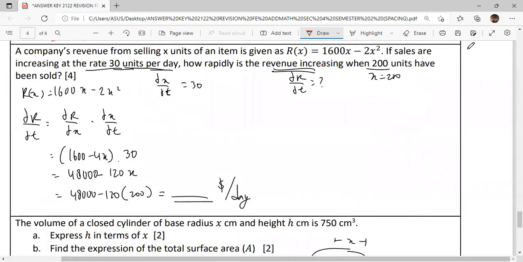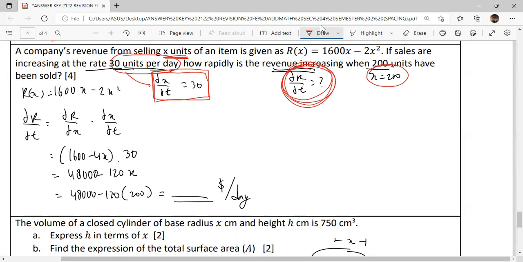Now ini harus mikir dikit. A company revenue, keuntungan of selling X units is given X. Our revenue of X is 1,600 X minus 2X squared. If sales are increasing at the rate 30 units per day, ini kan X-nya unit. Berarti yang 30 itu apa? Dx dt per day kan? Per day. Ya. How rapidly the revenue increasing when 200 units have been sold? It means the 200 unit is X, and what are we finding is the dr over dt.